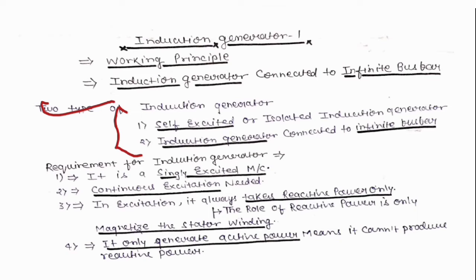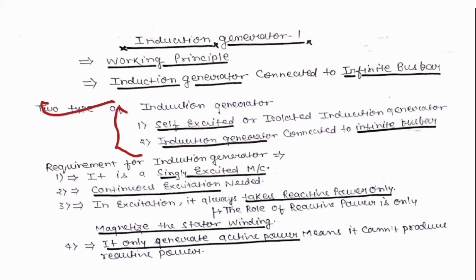So what is the basic difference between these two induction generators? In self excited induction generator the excitation is given in the form of reactive power. The excitation is not taken from the transmission line. It is taken from an external system, external resources, but not directly from the transmission line. In the self excited induction generator, the load is directly connected here.